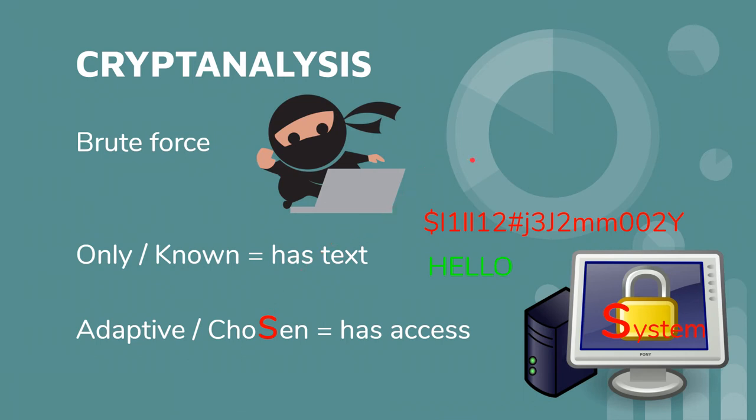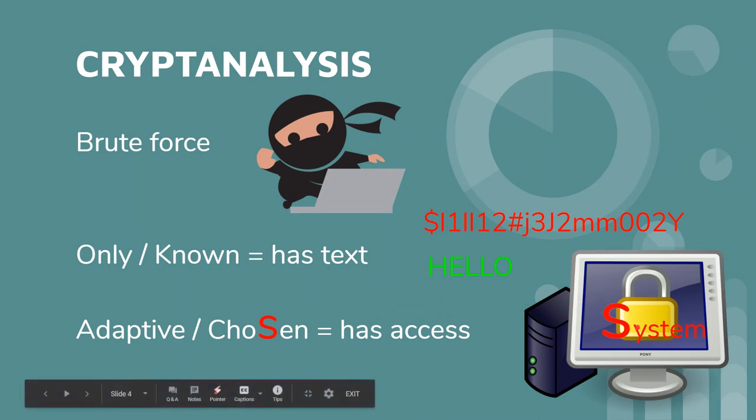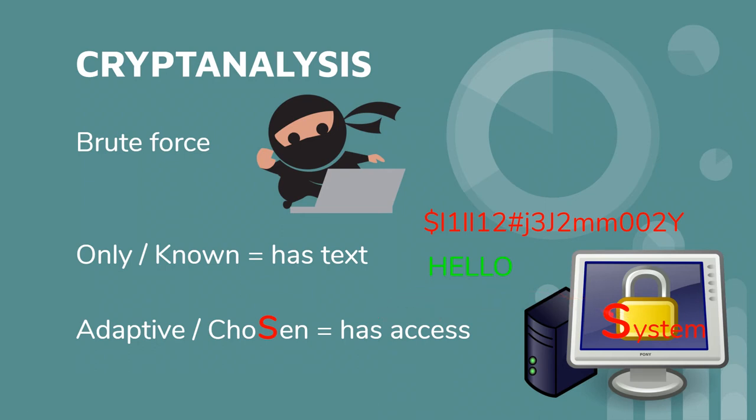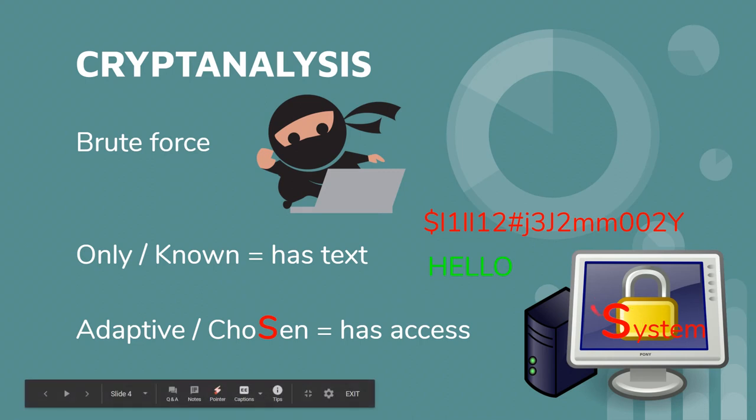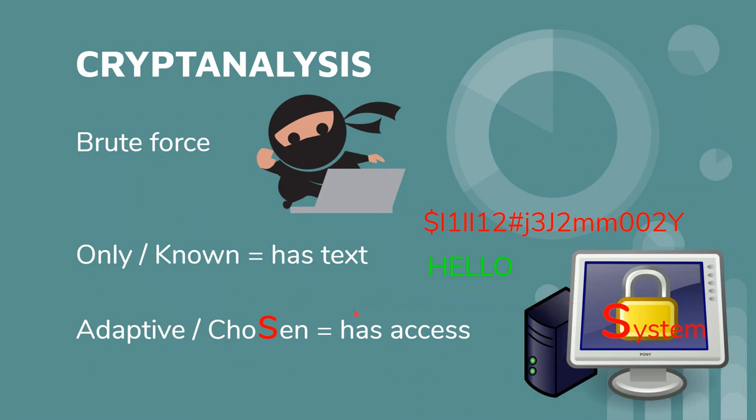This might seem a little abstract to you, so you might want to go over this a couple of times. But again, with only ciphertext or known ciphertext, they're going to have access to the text. Adaptive or chosen attacks, they're going to have access to the system. So they're going to be able to feed the ciphertext or the plaintext through the crypto system in order to determine what that ciphertext is or what the plaintext is. One direction or the other, they're going to be able to feed it through the algorithm. So the assumption here is that they have access to the system.